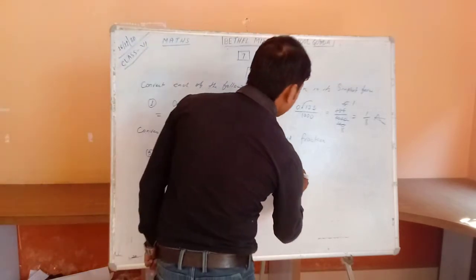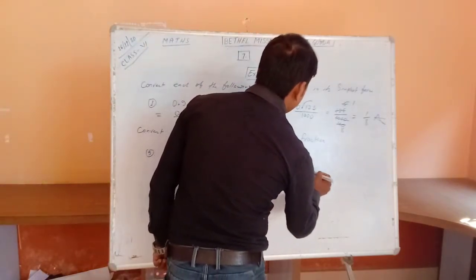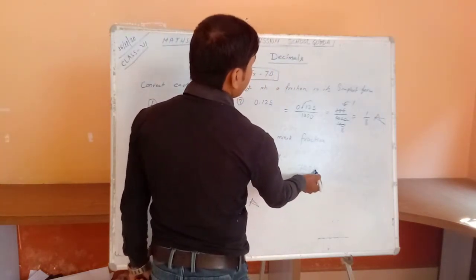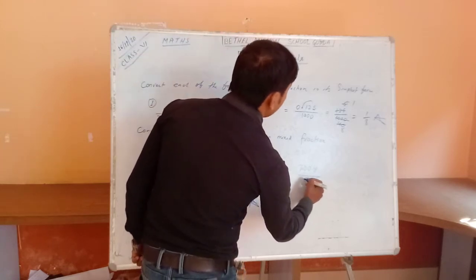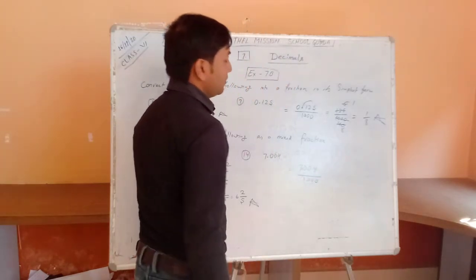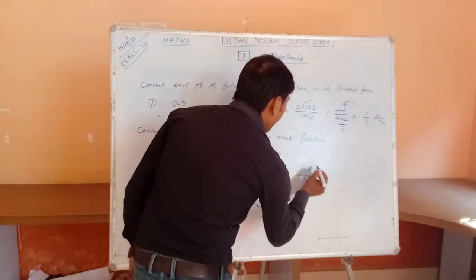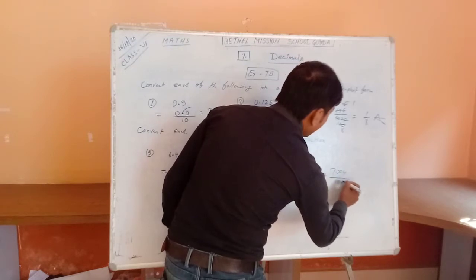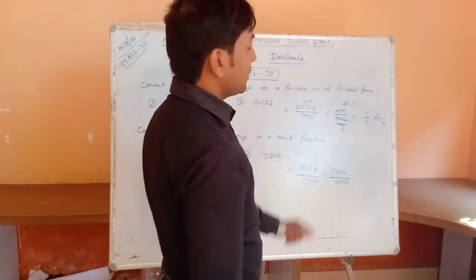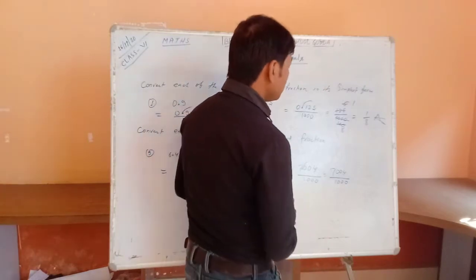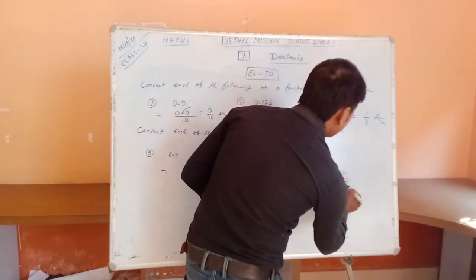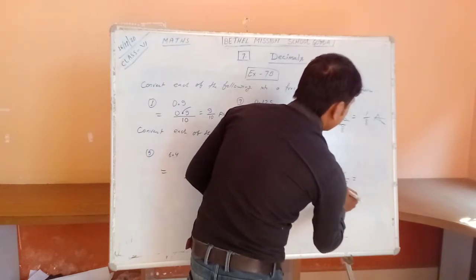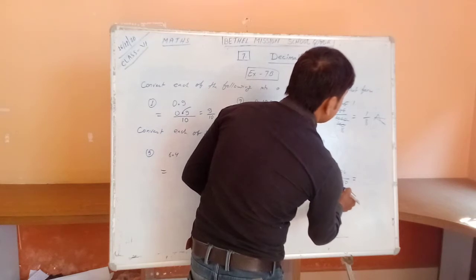Same process here: 7.004. Put the decimal and draw a line. And now how many digits? 1, 2, 3. So put 3 zeros, means 1000, and remove the decimal. You can cut this one, 1000. Okay, simple. You can divide, or you can cut by 2. So that is 7004 and this is 1000.